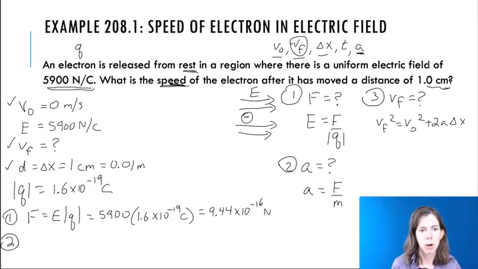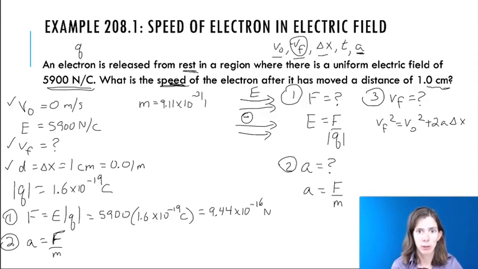Let's look at the second part here. We're looking for the acceleration. Acceleration is force divided by mass. So we need the mass of the electron. That should be another given that we write down. The mass of an electron is 9.11 times 10 to the negative 31 kilograms. That's from your chart. A lot of times you're going to need to write that down, even though it might not be clear that you need it right away until later in the problem.